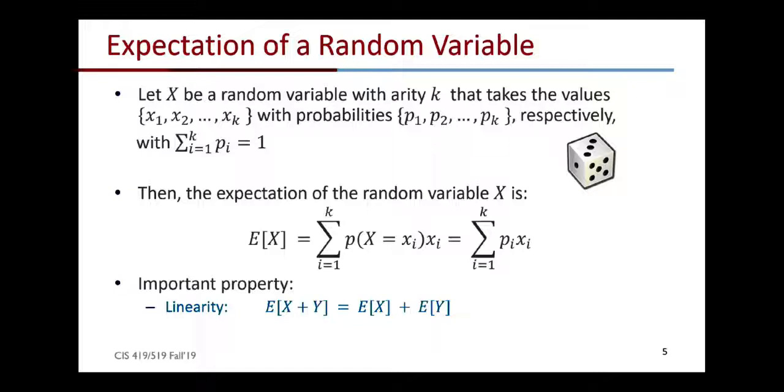So we have a random variable that takes k values. The values it takes are x1, x2, up to xk. The probabilities it takes these values are respectively p1, p2, up to pk, where the sum of the pi's is 1. Therefore, the expectation of x is the sum over i from 1 to k of the probability that x takes the value xi times the value xi. So the sum of pi xi, i runs from 1 to k.